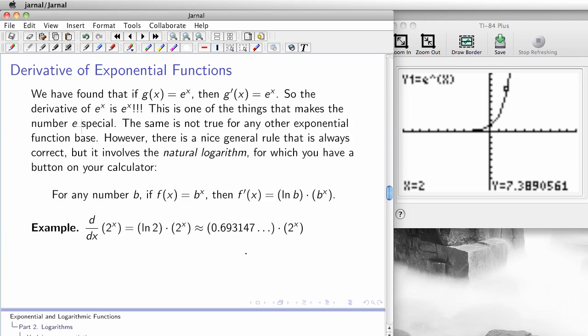In general, we can work with any base. The rule is slightly less nice for other bases, but we can still do it. So for example, the derivative of 2 to the x, well, it's just 2 to the x like it was for e to the x, but we get an extra number that pops out front. A natural log of 2, which we can calculate on the calculator, it's about 0.69 and so on, sort of pops out of the outside. So the derivative of 2 to the x is 2 to the x, but then times this extra factor.